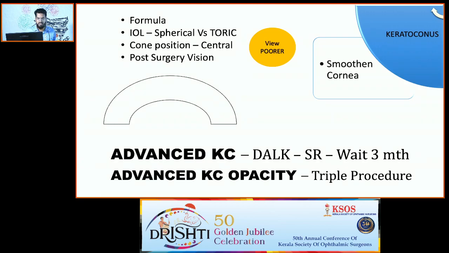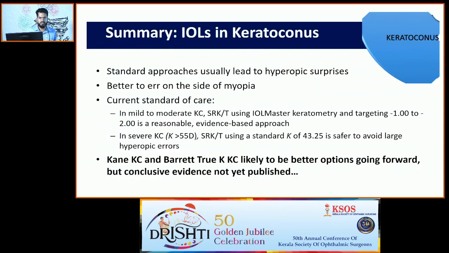If the patient develops a cataract later, or if you already have an advanced keratoconus with opacity, you can even plan a triple procedure. With regard to the IOL, the standard approach is if you go about with the normal formulas, there are high chances you can end up with the patient in hyperopic surprise.